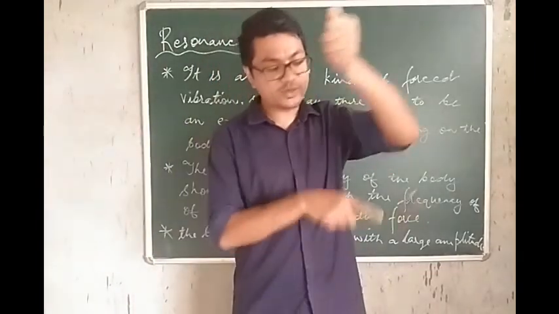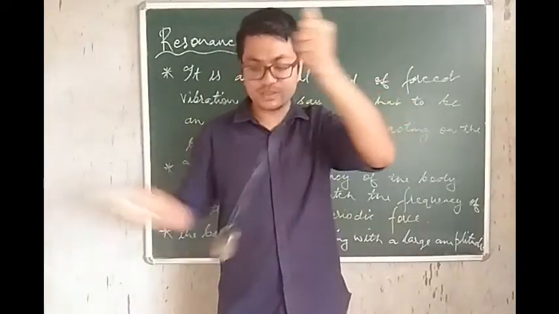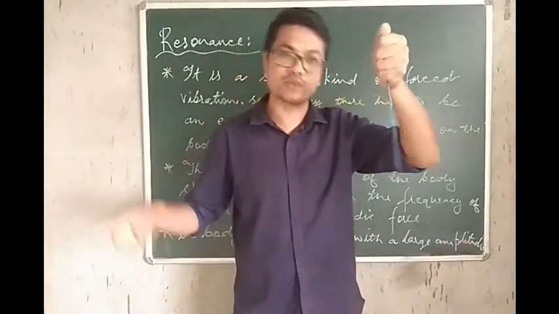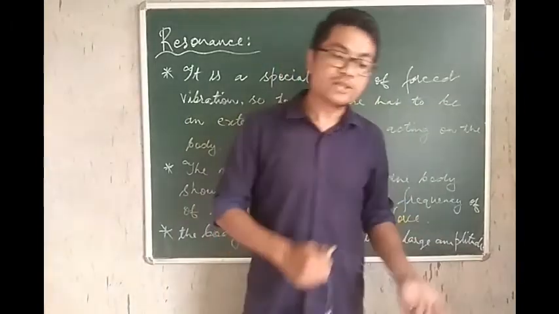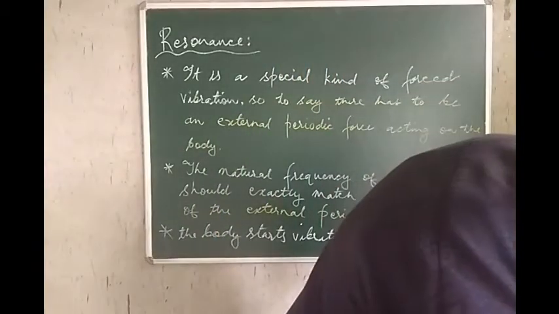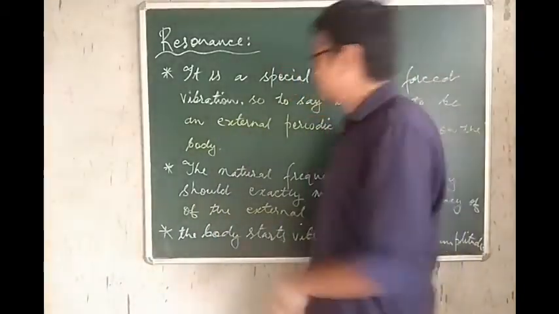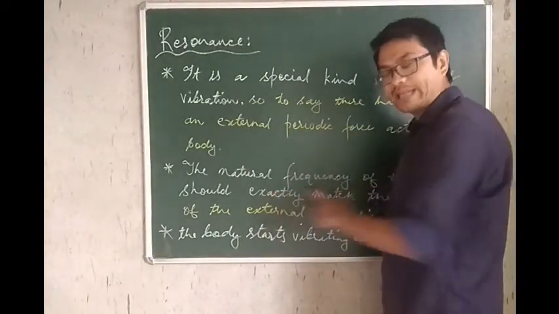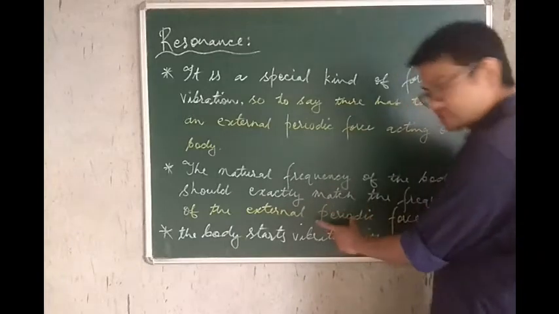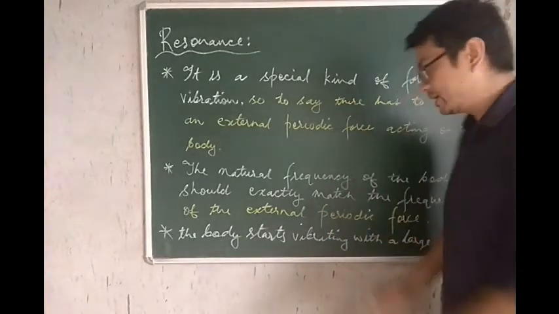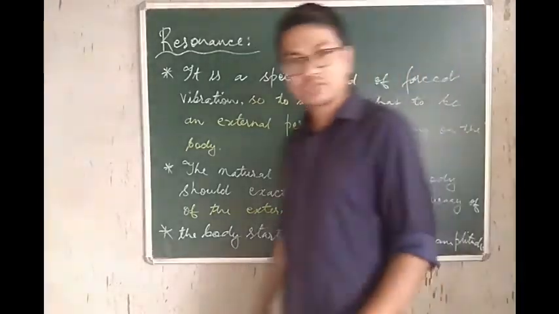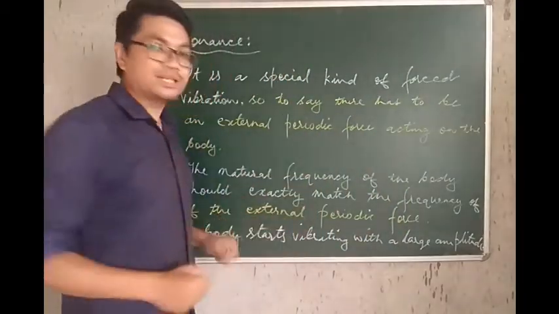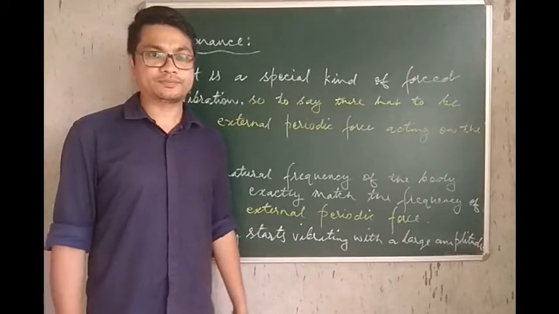When it's a case of resonance, what happens is the pendulum is going to produce a nice full swing like this. So do remember, resonance therefore is a special case of forced vibration, in which case the natural frequency of the body exactly matches the frequency of the external periodic force and thereby a large amplitude of vibration of the body is produced. Okay, so this is what happens in resonance.